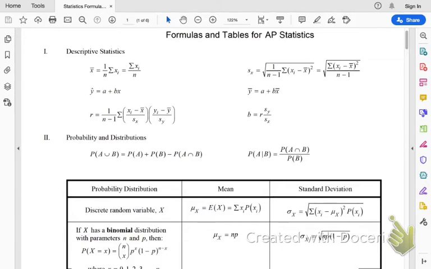So I kind of just want to talk through how to use the formula chart and what it's helpful for, and also what are the parts that you don't need. So if we look at the first half, this is units 1 and 2, which is all of the 1 variable statistics, 2 variable statistics.